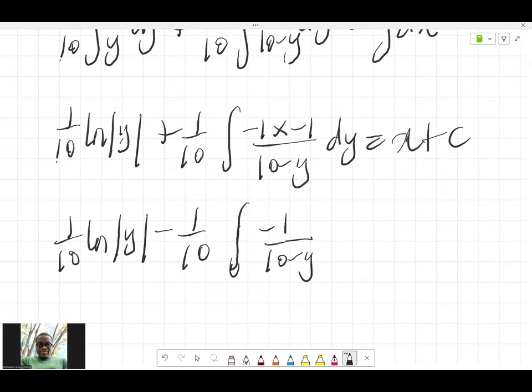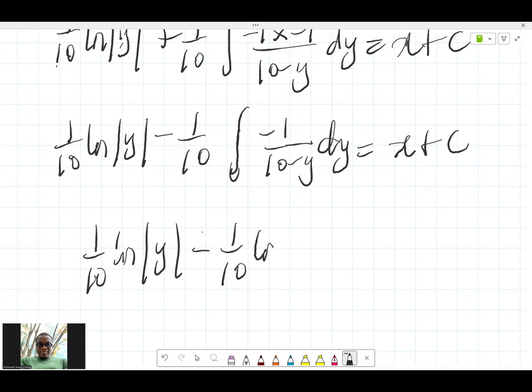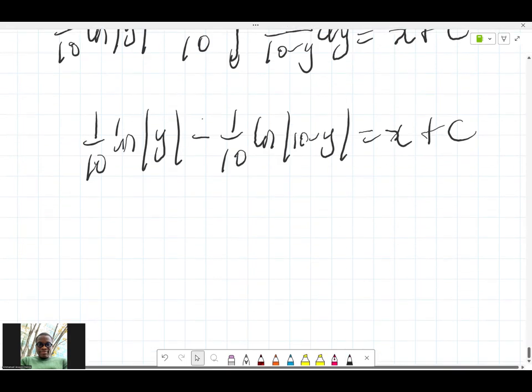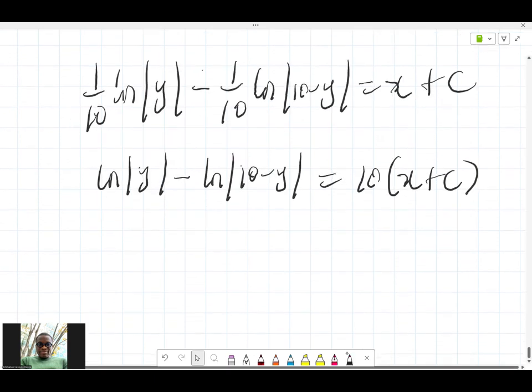Now, if you differentiate 10 minus y, you get minus 1, and that's perfect. So we can say that is actually ln of 10 minus y. Now, so this is 1 over 10 ln y, okay, minus 1 over 10 ln absolute value of 10 minus y, okay? That is equal to x plus c. So at this point, we can begin to talk about solving for y. So the first thing we want to do here is multiply through by 10, right? So we can just have ln y, okay, minus ln 10 minus y equals 10x plus c, okay?